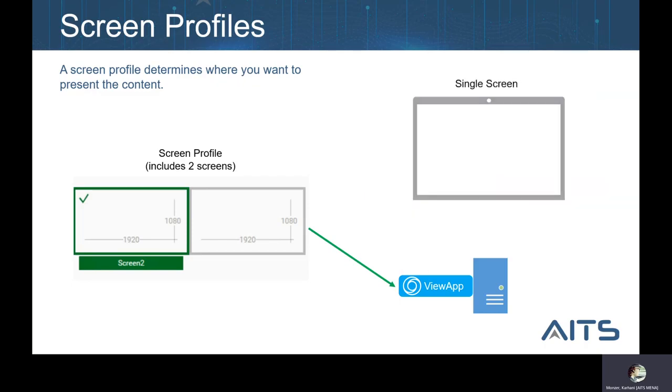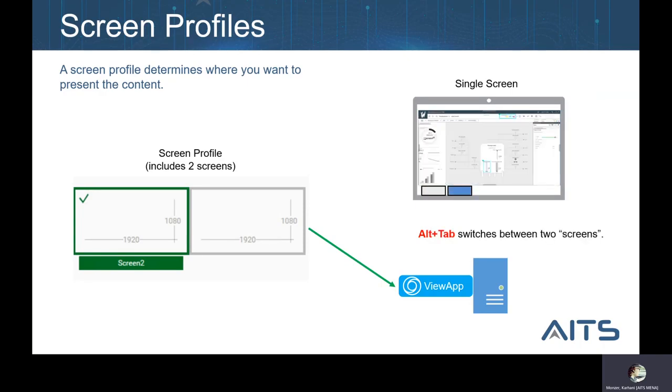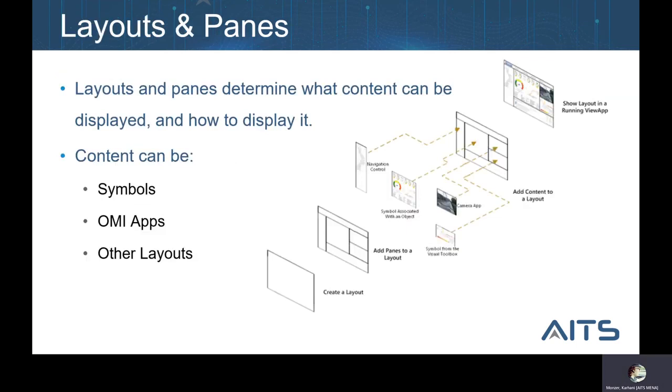Okay, so the question is, what if I have a simple one screen, but two screens in the design? So I designed for 2 screens, but I'm opening on one screen. Simply, the two windows will be opened, and as in a normal Windows application, I can switch between those two screens with Alt plus Tab. Very easy to use.